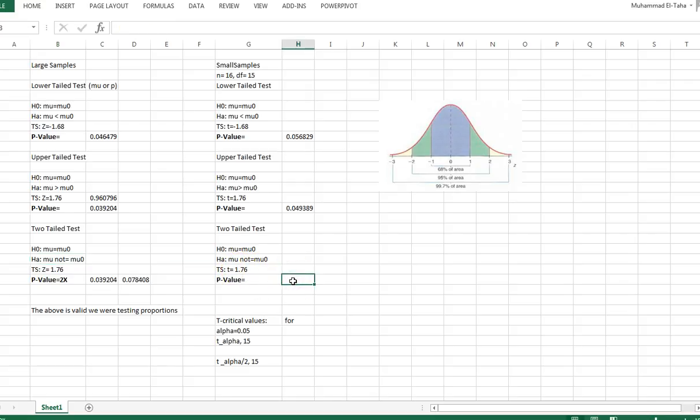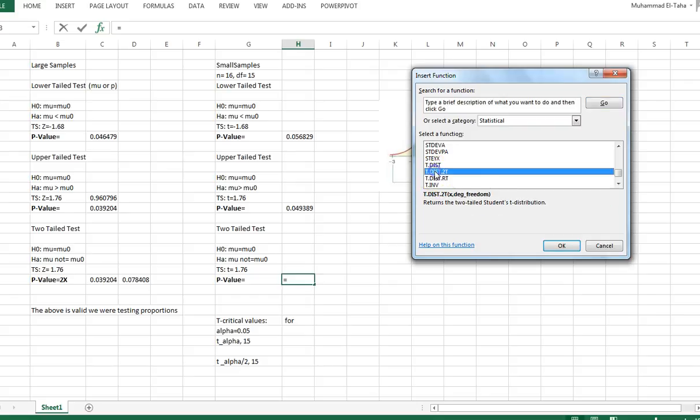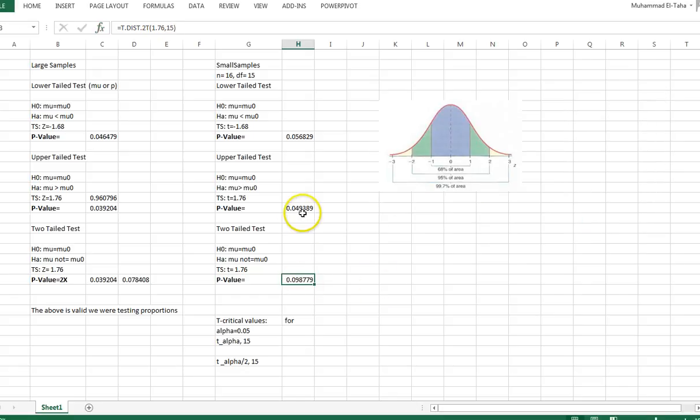So if I want the p-value here, again I can do any of those methods, but in this case Excel has a special function for two-tail. It's called T.DIST.2T, which is this one here. So if I click on it and then enter, in this case, 1.76, and the degrees of freedom are 15, and click OK, you can see this value is double that value because we have the same test statistic value. Okay, so that's for calculating the p-values.